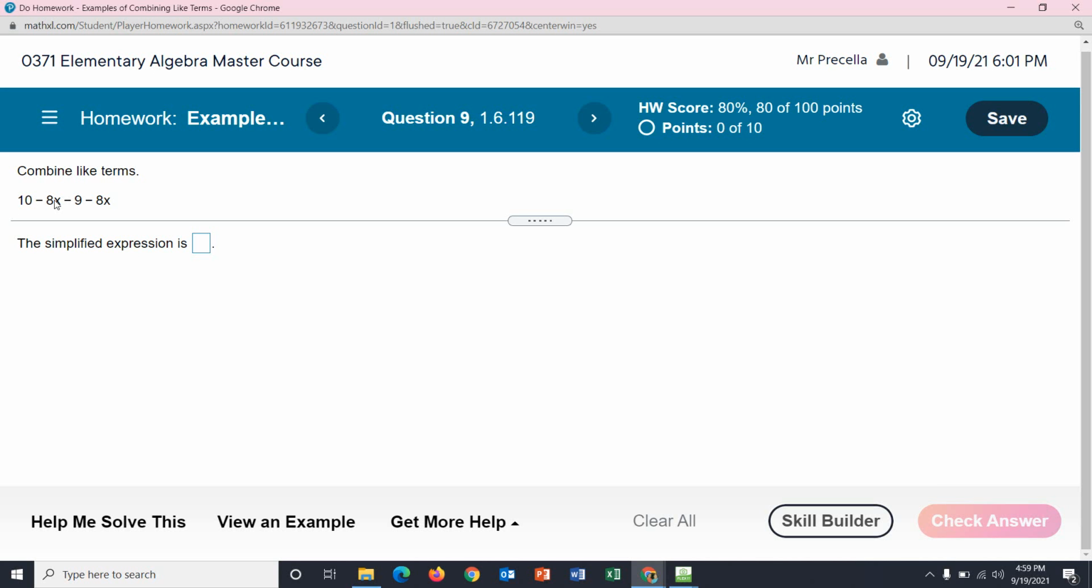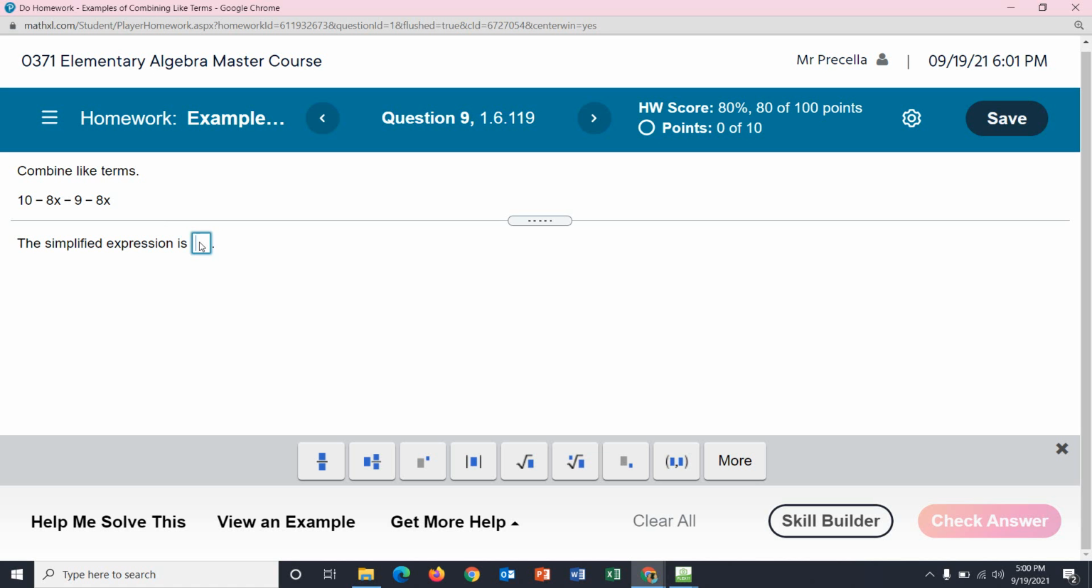Okay, we have a constant, an x term, a constant, an x term. Well, let's do the constants first. A 10 minus 9. Oh, you knew that before you ever started your math course. 10 minus 9 is a 1. Now, what about those x terms? Well, add the coefficients. If I add negative 8 plus a negative 8, that's what it means when it says combine like terms. You're adding the coefficients on the variables. Negative 8 plus negative 8, is that a negative 16x?